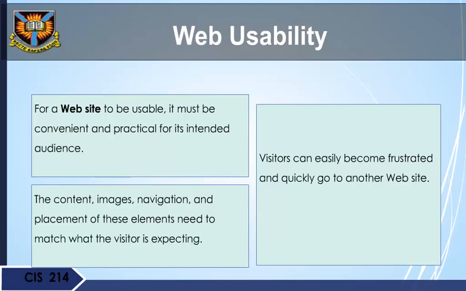Web usability. For a website to be usable, it must be convenient and practical for its intended audience. The content, images, navigation, and placement of these elements need to match what the visitor is expecting. Visitors can easily become frustrated and quickly go to another website.